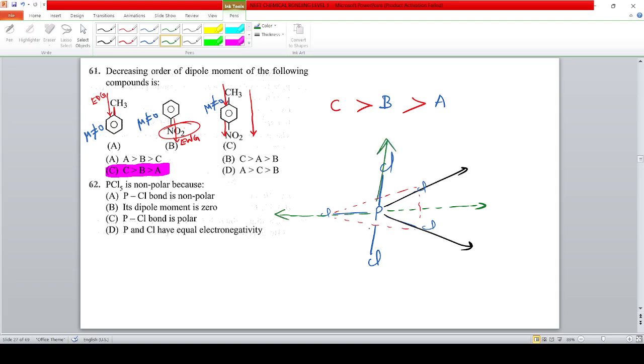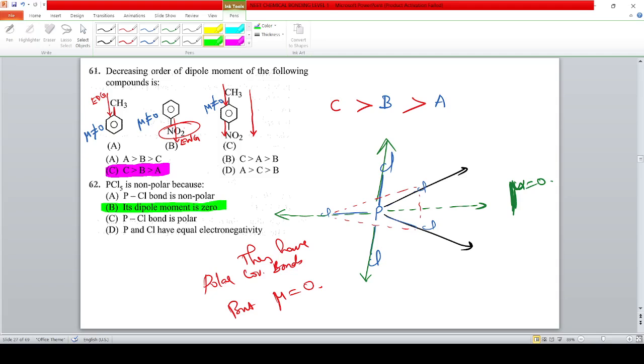Similarly, this upper bond, the axial bond, is cancelled by the opposite one. So each and every vector cancels the others, and the dipole moment of this molecule is 0. They have polar covalent bonds, but dipole moment equal to 0. So the answer for the question is: PCl bond is non-polar. Wrong. Option 2.